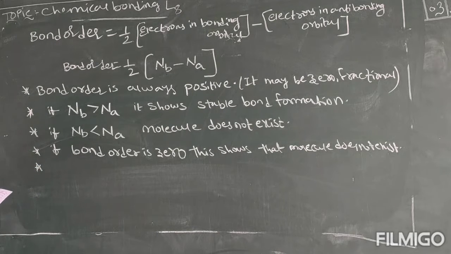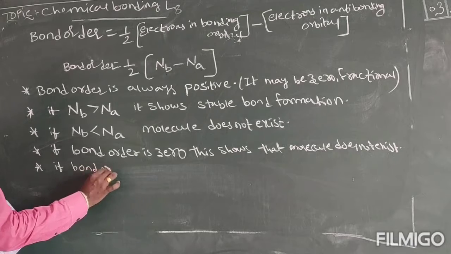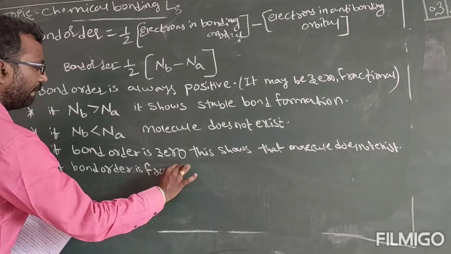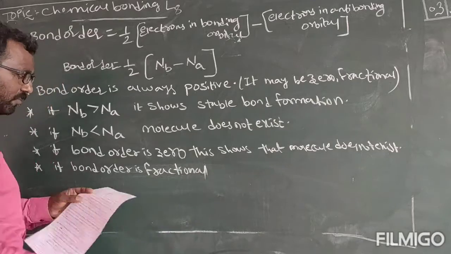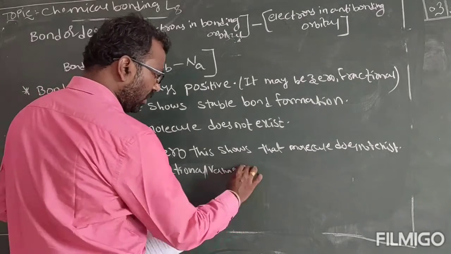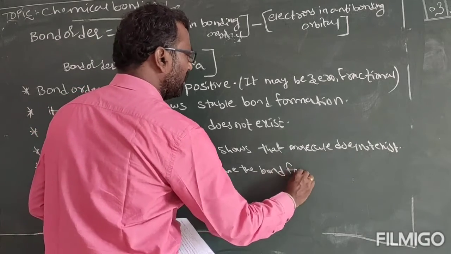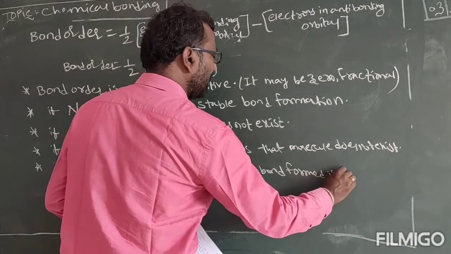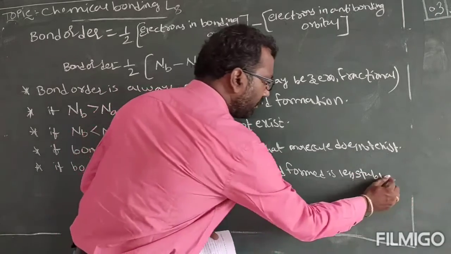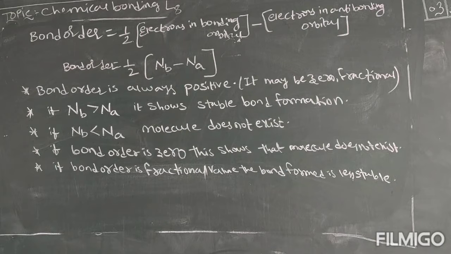If bond order is a fractional value, the bond formed is less stable.